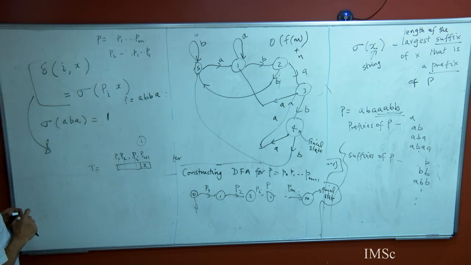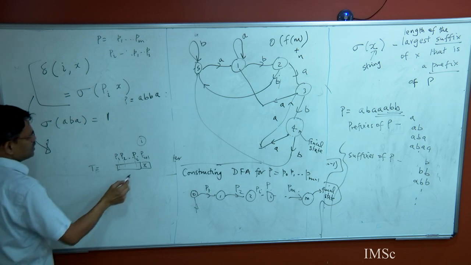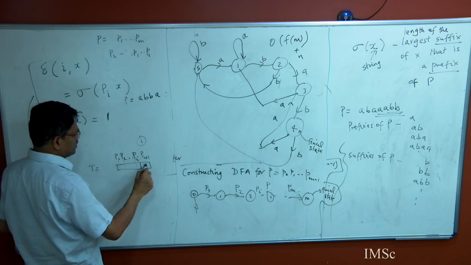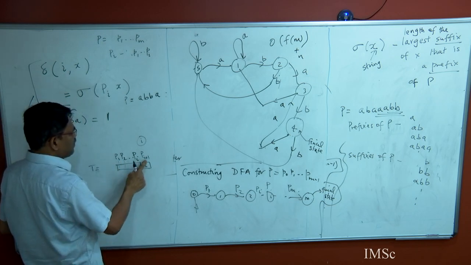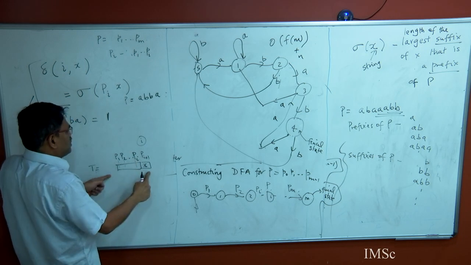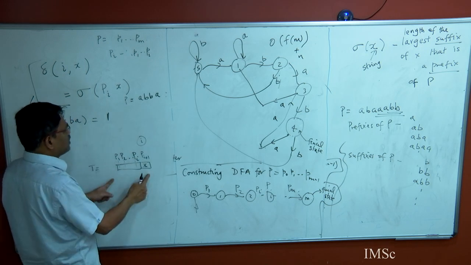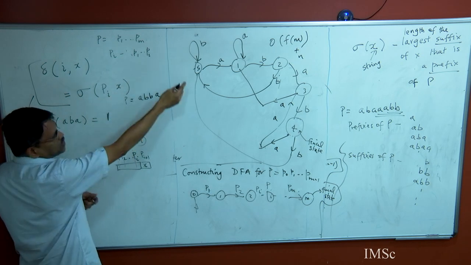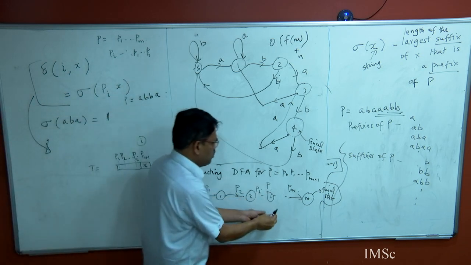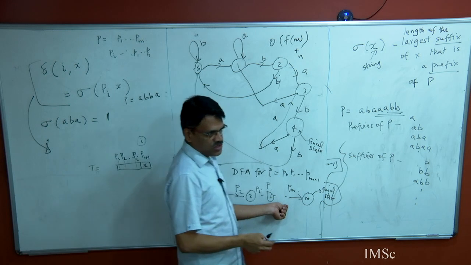So you have matched up to this point and look at x. If x happens to be p i plus 1, then I know that the largest suffix which is a prefix of the pattern is actually i plus 1. So I will go to the i plus first state. That's exactly what I should do.